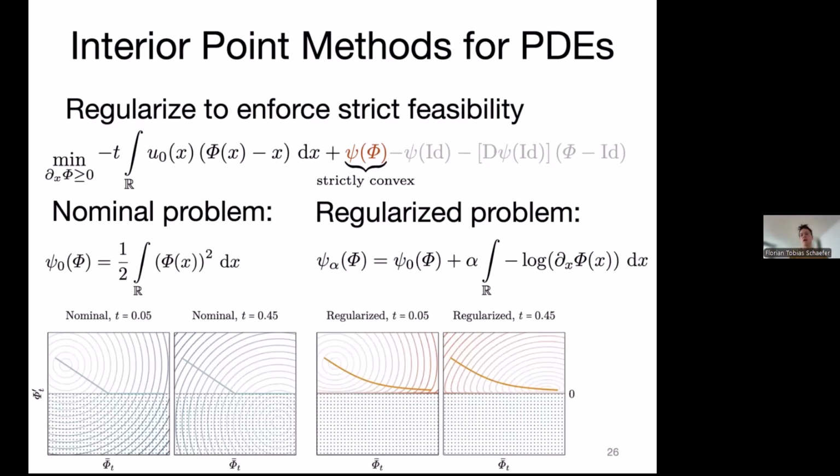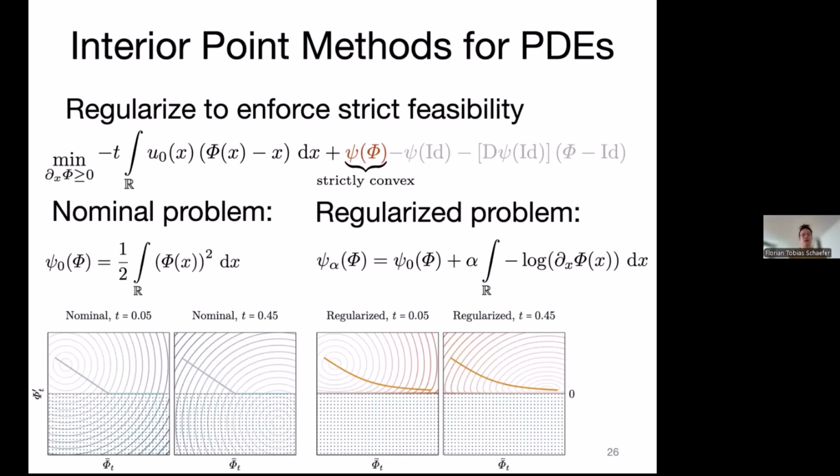And so this is how we can now regularize this optimization definition of our barrier function, of our deformation map, by adding this negative logarithm of the derivative. And that is what ensures that the derivative has to stay positive, because when the derivative becomes close to 0, then this logarithm blows up.